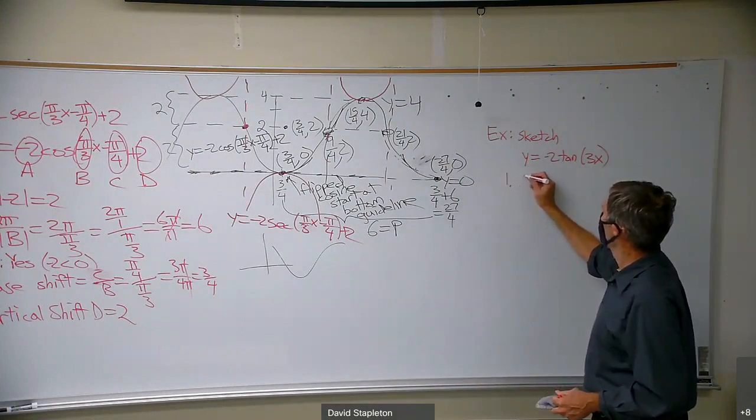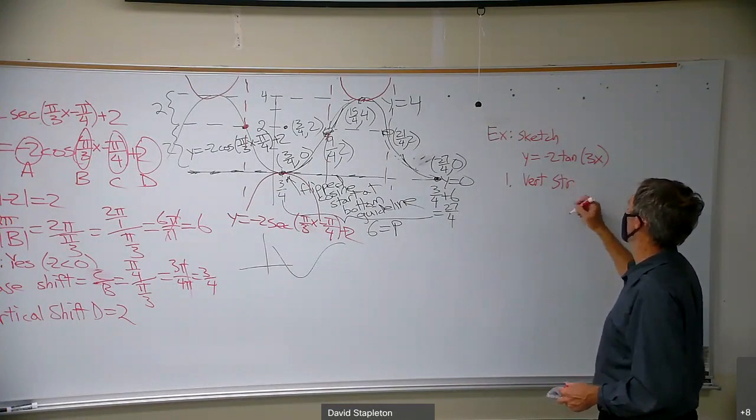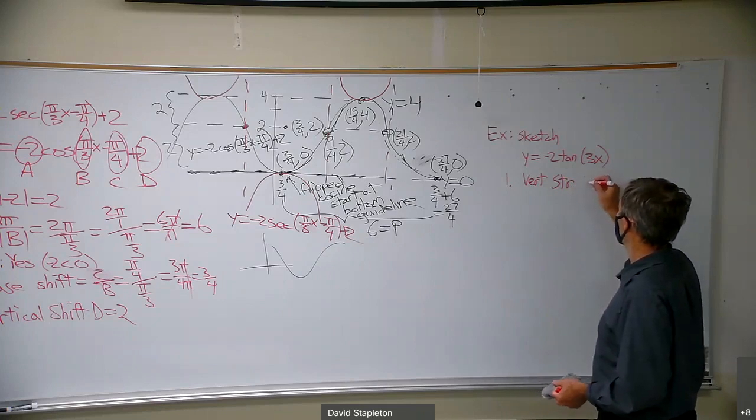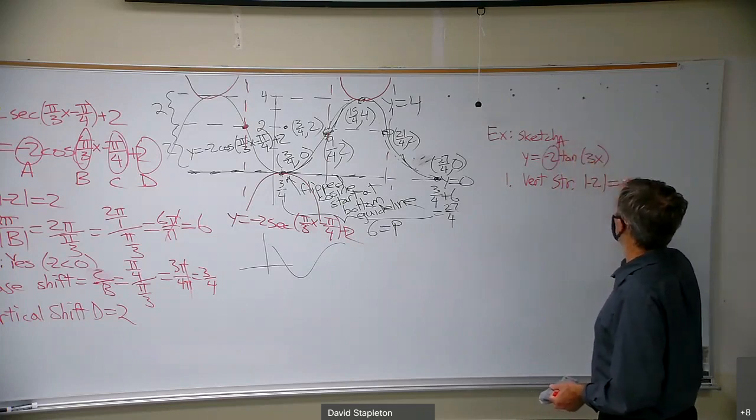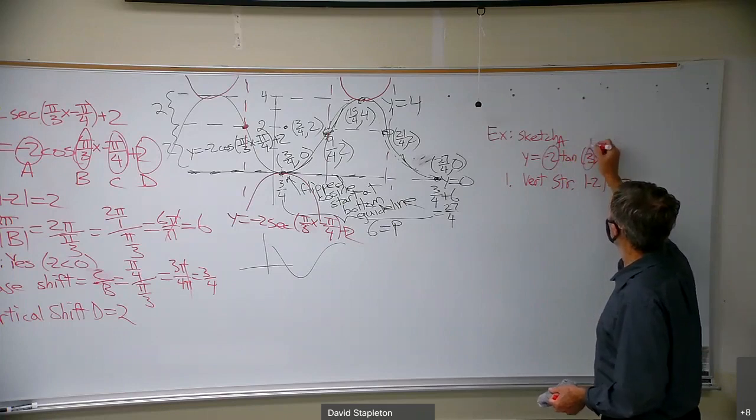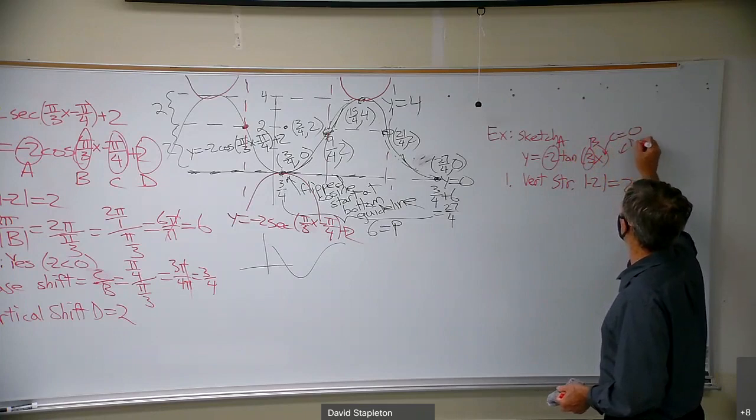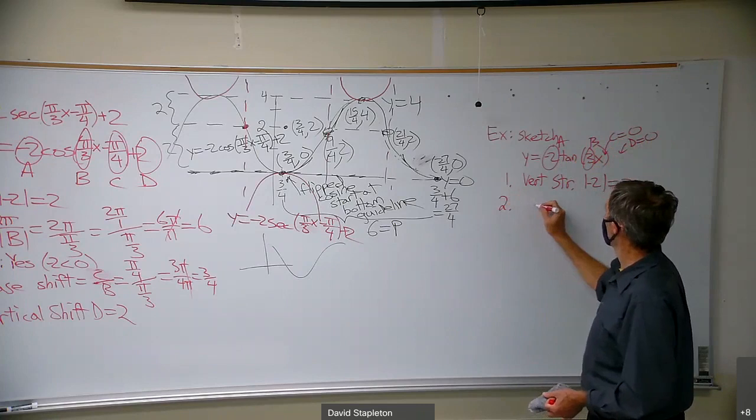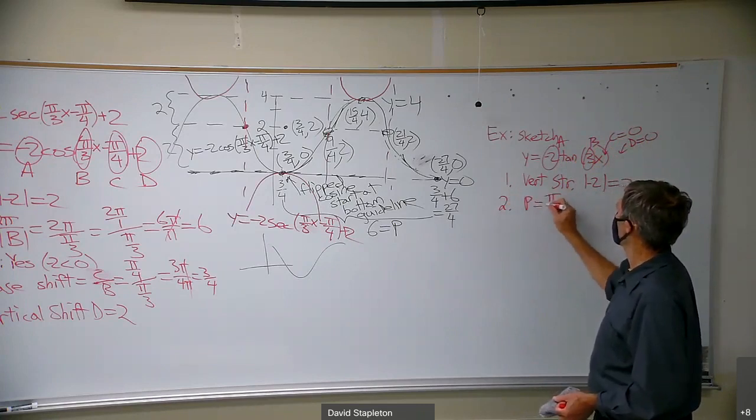One, I'll do the vertical stretch, which I now call a vertical stretch because it's not a wave. The stretch is the absolute value of A, which is 2, right? And B is 3 here. Evidently C is 0 since I'm not subtracting anything, and D is 0 since I'm not adding anything at the end. So 2, the period for a tangent function is pi over B.